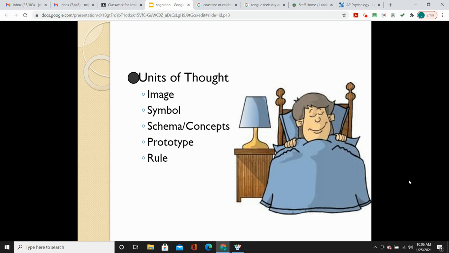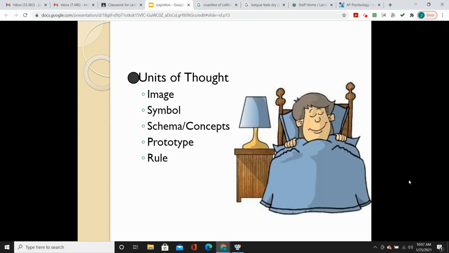A schema or a concept is a way to categorize many different things that share characteristics. So for example, if you said something like an animal or a mode of transportation, or a type of sport, all of these would be concepts where everything that fits into it has similar characteristics.